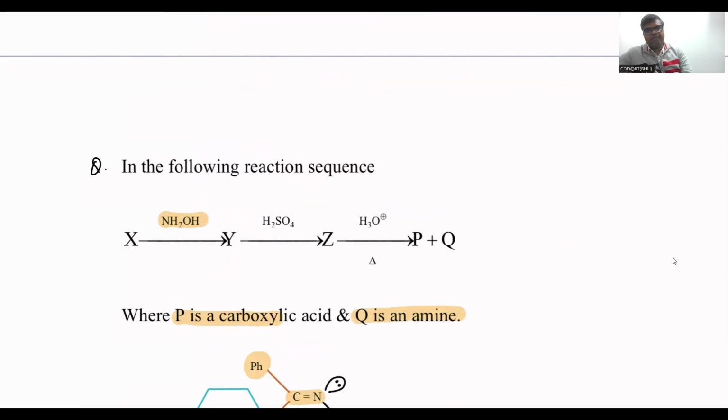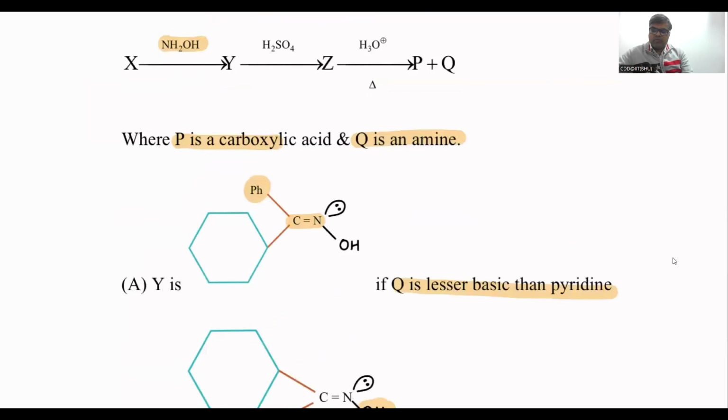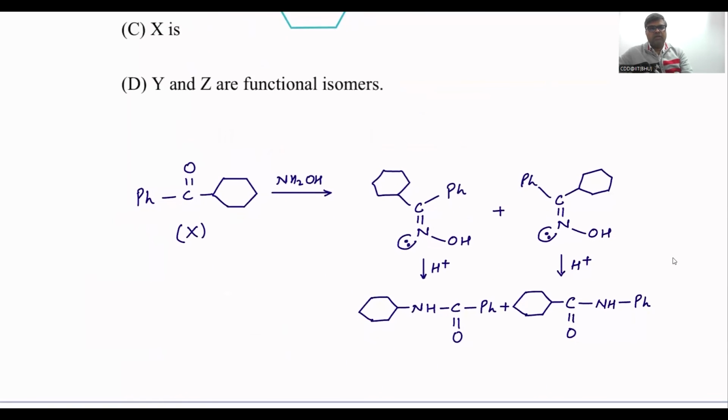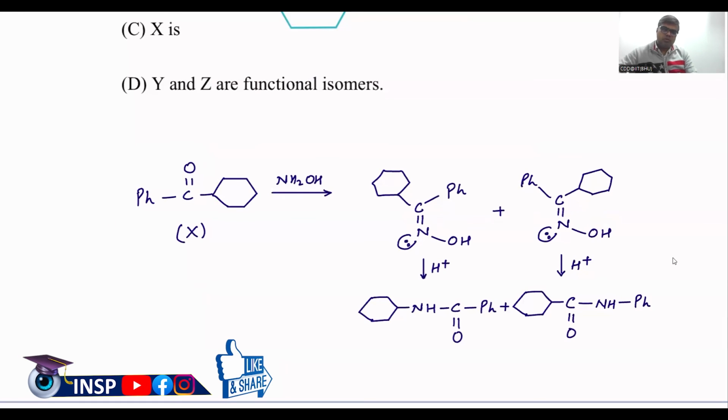So they will be certainly functional isomers. Now we'll solve the question in proper form. So let's say I have taken X with respect to the options. I have got a clear-cut hint that X is the given compound, so I'm starting with the same. If the options do not match, then we have to think something more about X.